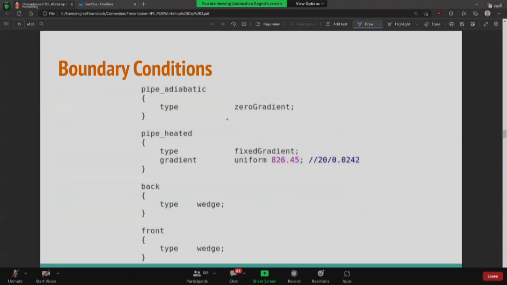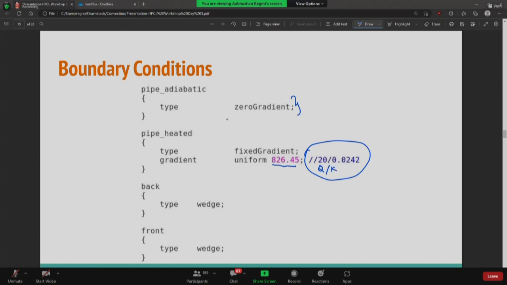Now, this is the boundary condition. This is how we provide the boundary condition of temperature in OpenFOAM. So the adiabatic boundary condition is given by type zeroGradient. Zero gradient just means that we have zero gradient, as the name suggests. And at the heated pipe length, we are giving fixedGradient. And the gradient that we are providing is 8 to 6.45, which is being calculated like this. That is 20 divided by 0.024, where 20 is our heat flux and this is our thermal conductivity K.